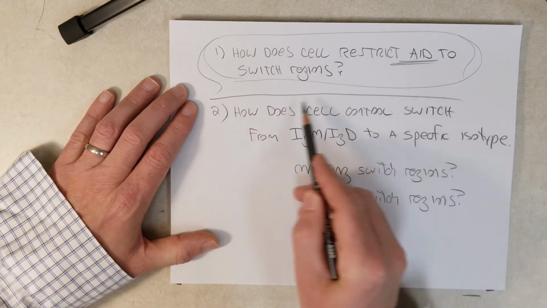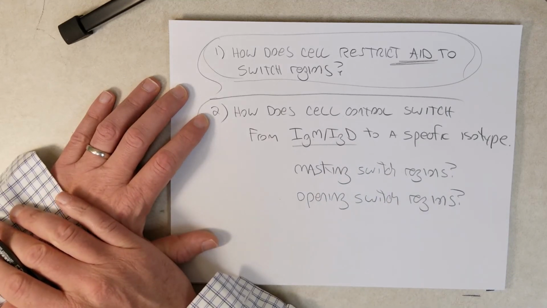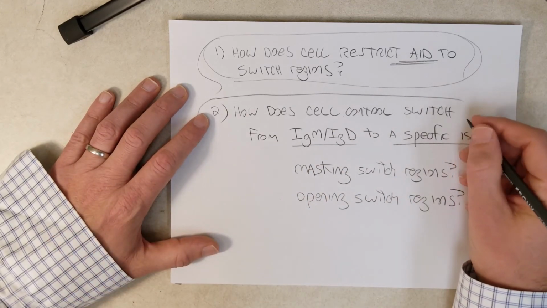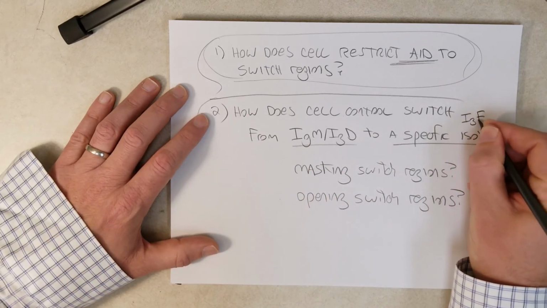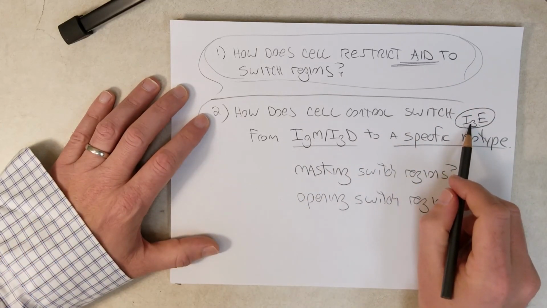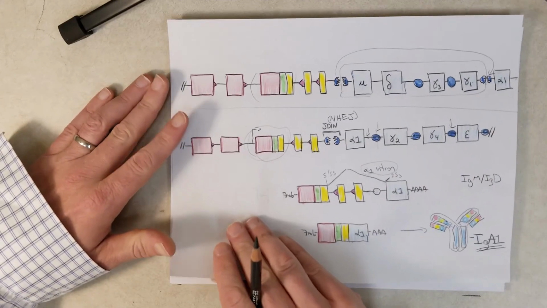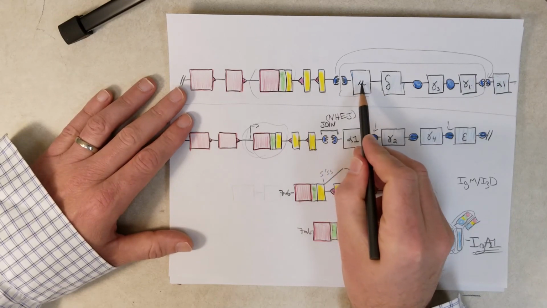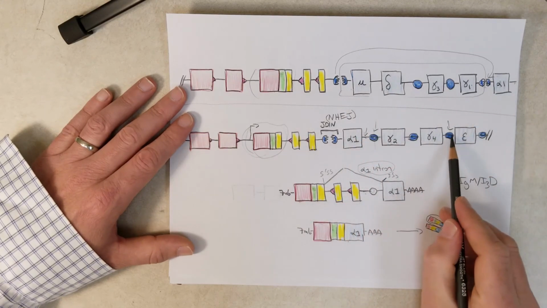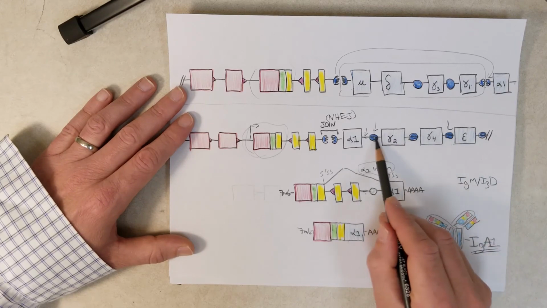Also, how does the cell control the switch from the IgM, IgD isotype producing cell to a specific isotype? Let's say that the cell receives a signal to switch to IgE. How does it control which switch regions are broken? So it's always going to need to break this one, right? The one upstream of the mu gene segment. But how does it know to direct AID towards this switch region and not any of the others?